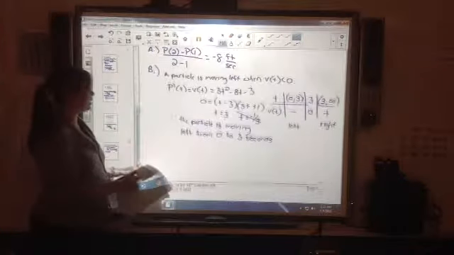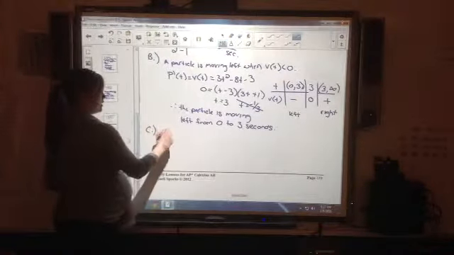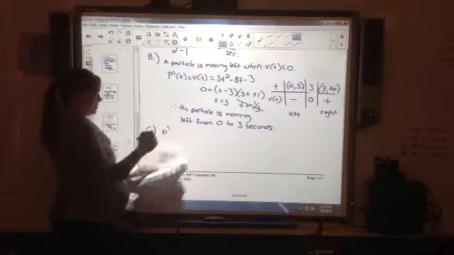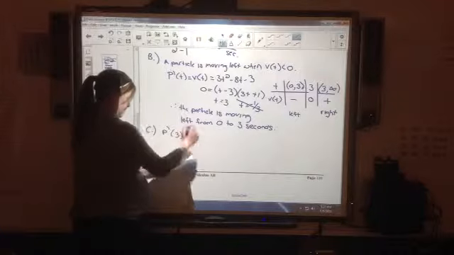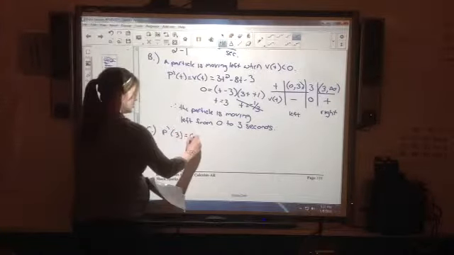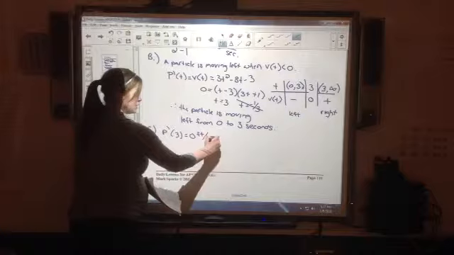If you do that, you should get, but you should have done that already. If you didn't, take the time to stop it now, make sure you get this: that p prime of 3 is equal to 0 feet per second. Notice I'm putting units on this.